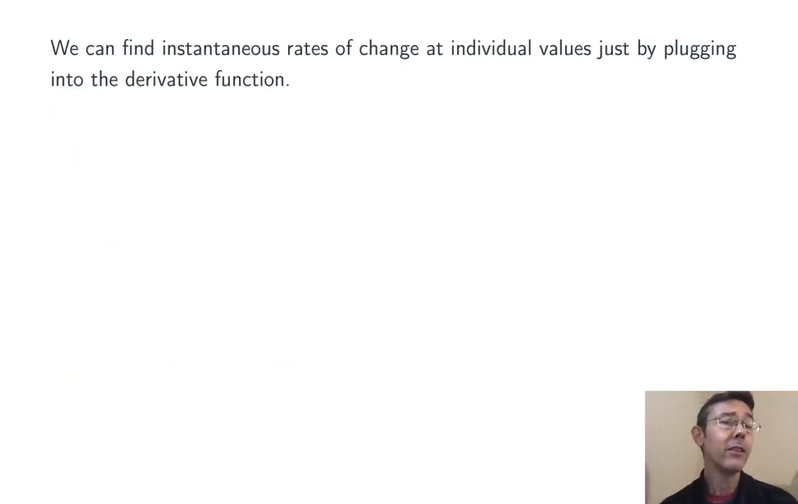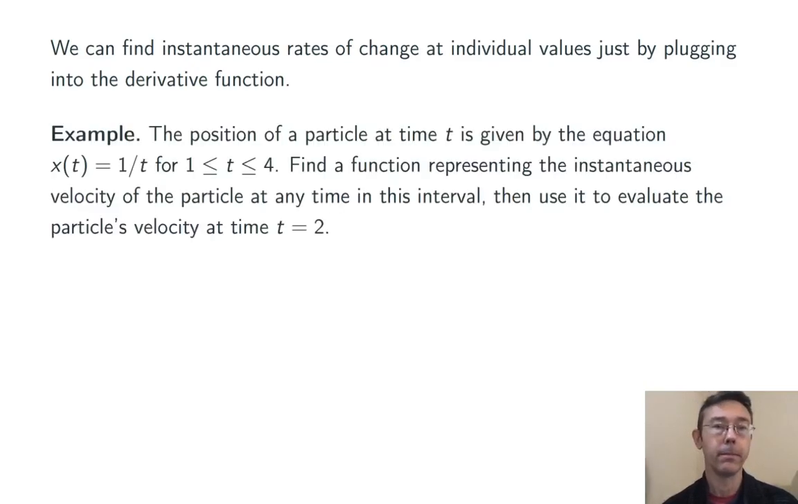We can find instantaneous rates of change in a new way now. We can just take the derivative function and then plug in a particular value that we're interested in. Let's see an example. The position of a particle at time t is given by the equation x of t equals 1 over t for t between 1 and 4. So now t is going to be our independent variable and x is going to be our dependent variable. So we can look at x as a function of t.